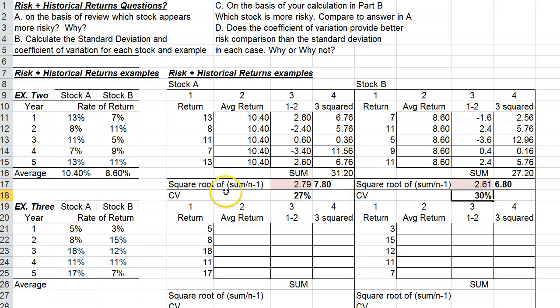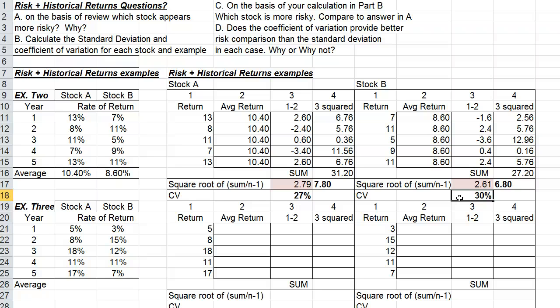Now, using the coefficient of variation, again, the higher the percentage, the riskier. So it would say that stock B is riskier because there's a 30% coefficient of variation. So the higher the coefficient of variation, the more risk, just like the higher the standard deviation, the more risk. Now, standard deviation is only comparable if the averages are the same. If the averages are different, we have to use the coefficient of variation to standardize the standard deviation to give us a better idea of what is riskier.